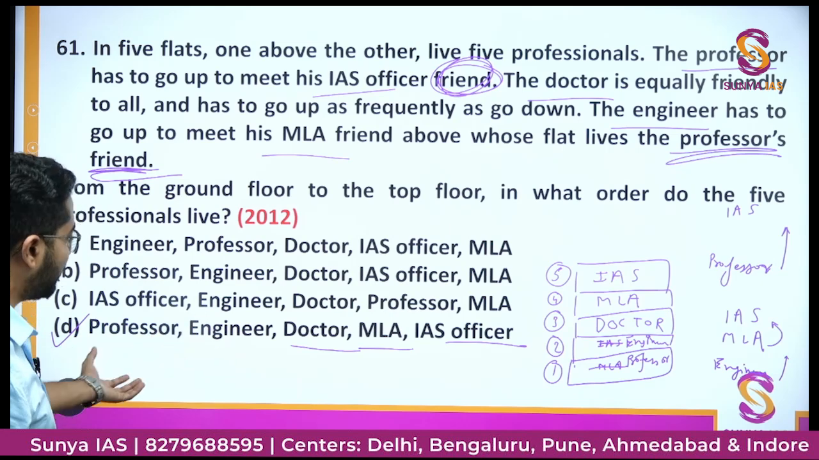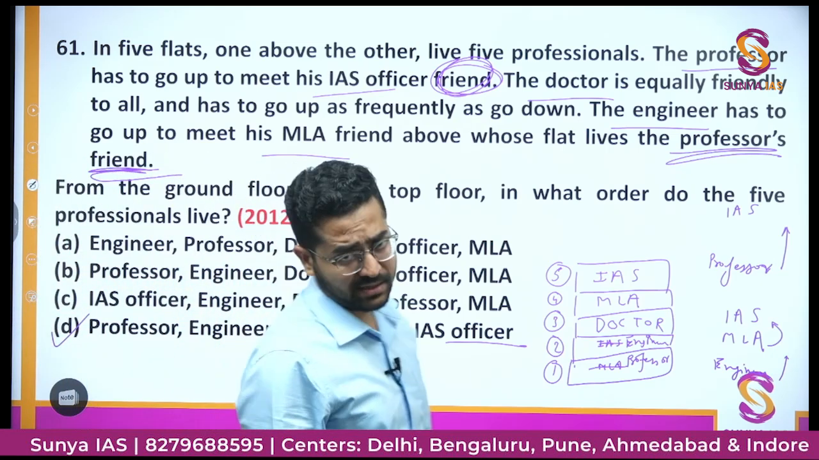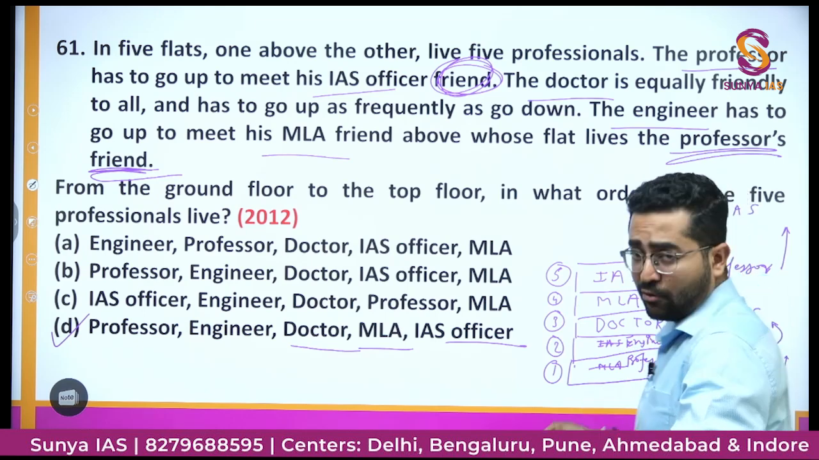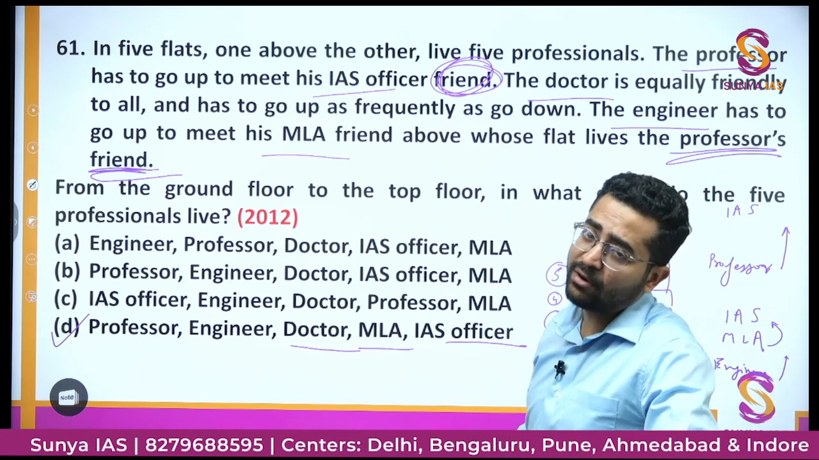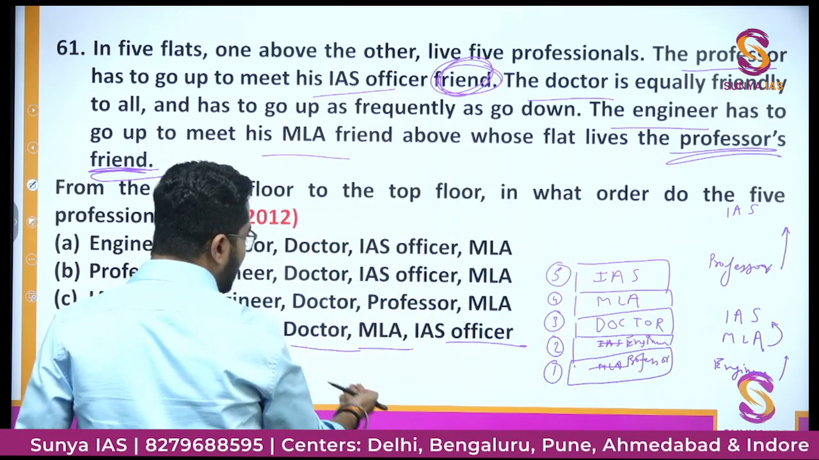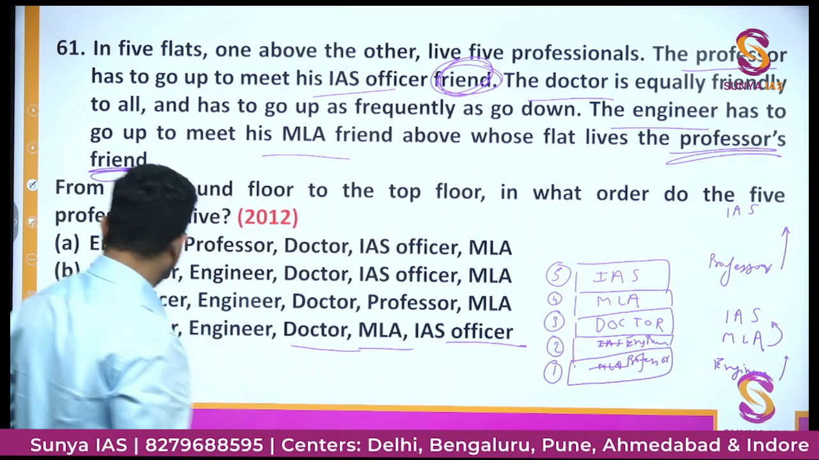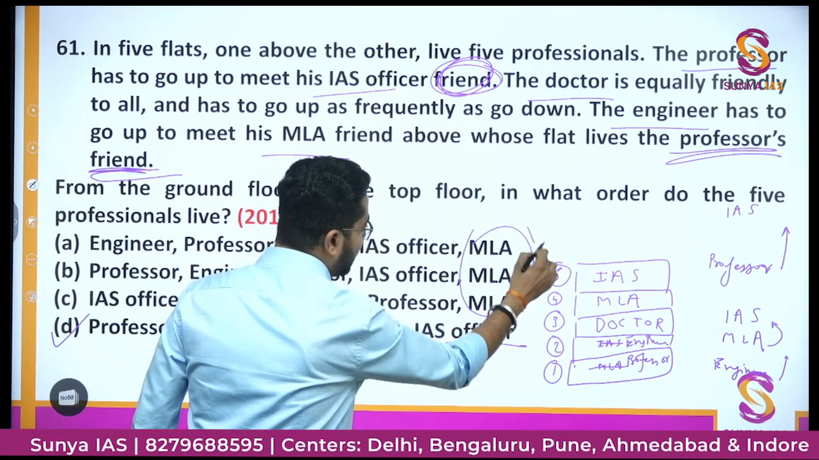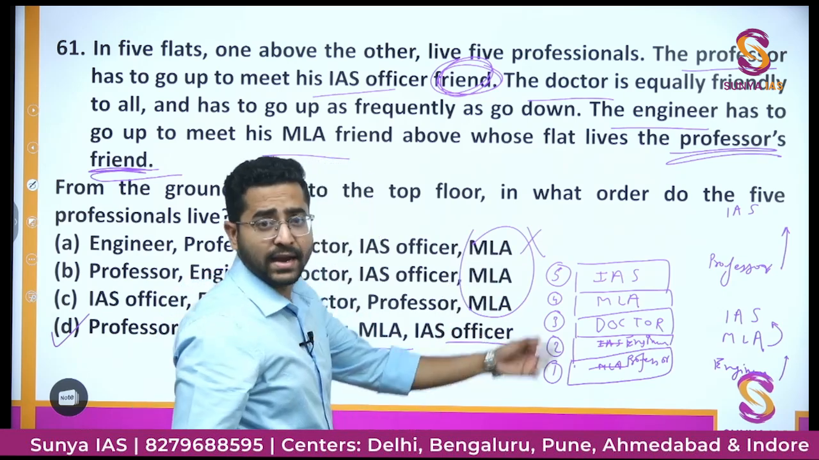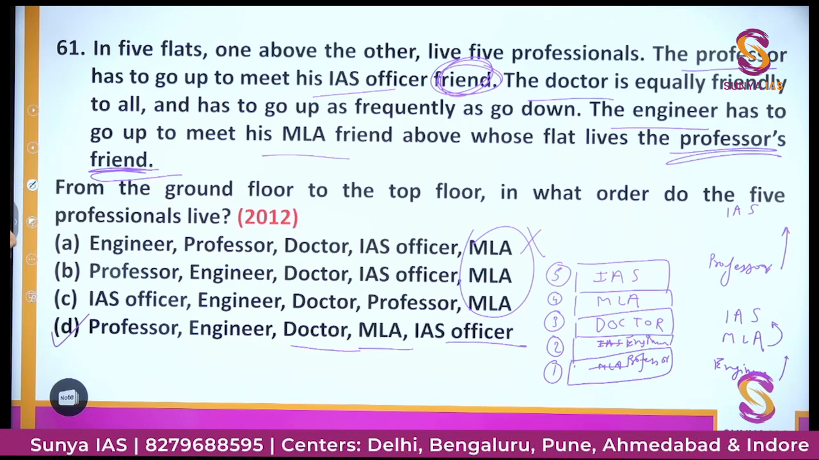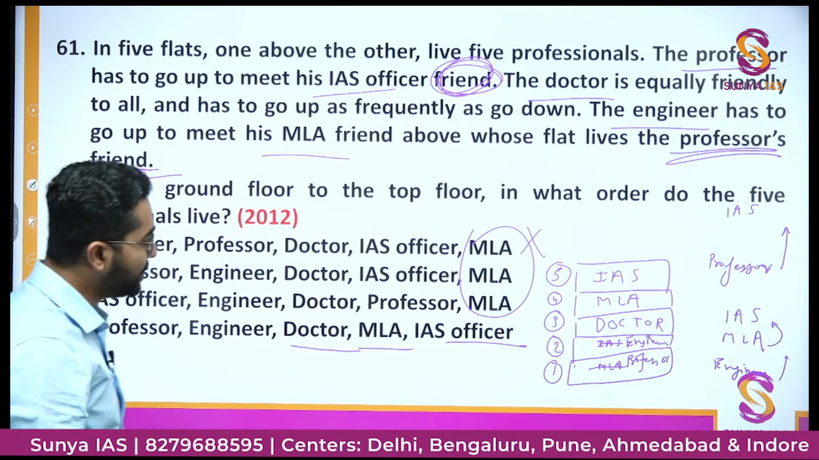Here it can be engineer, professor or professor, engineer, because nothing is said about the relationship between engineer and professor, that is, whose flat is above whose. But if we got the top three, then we know the option would be correct, D, because in all other options MLA is at the top, which is not right. The IAS officer should be at the top of the building, that is, whose flat is at the top. ठीक है?